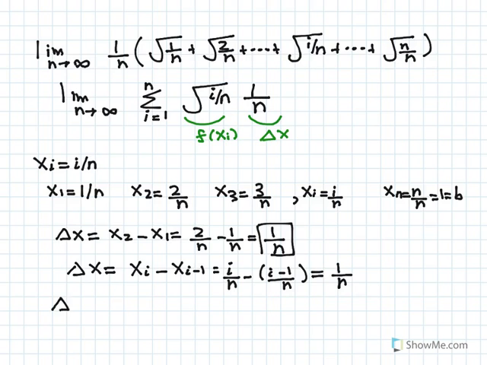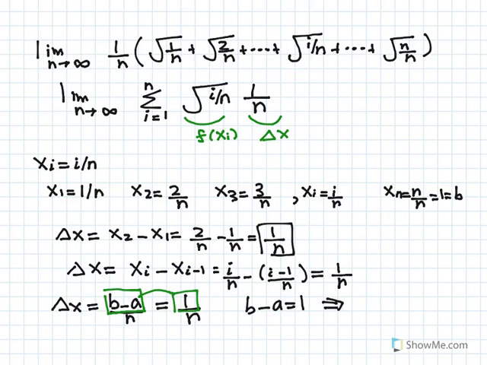Now, we know that delta x is equal to the difference between the upper and lower limit, b minus a, over n, and that's equal to 1 over n. So we can equate the numerators. b minus a has to be equal to 1. But we already determined that b was 1. That means a has to be 0 since b is equal to 1. All right. So now we have a is 0. We have b equals 1.